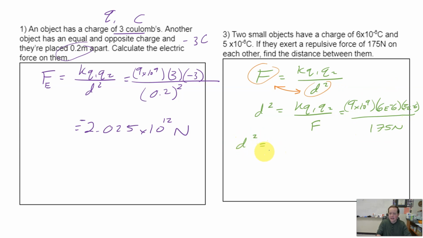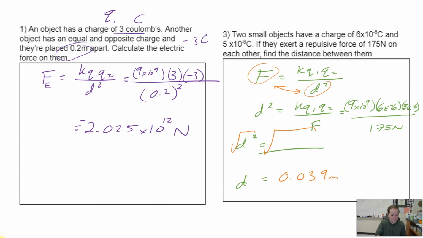That's what d squared equals. So you have to do an extra step. I just want the distance, not the distance squared. So when you plug this into your calculator and you get d squared, you've got to take the square root of that answer, and that'll give you the ultimate result. What's the answer to number 3? It's 0.039, and that's meters because it's a distance.